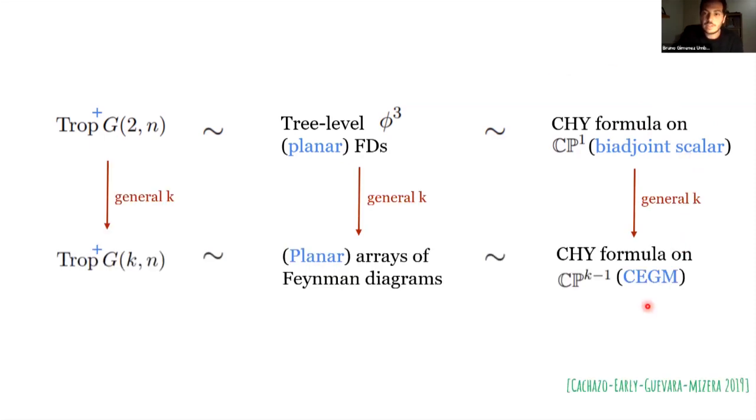And in 2019, Cachazo, Early, Guevara, and Mizera generalized these formulas to higher dimensional projective spaces parameterized with this k, and these are known as CEGM amplitudes. And they also pointed out a relation with the positive tropical Grassmannian with the same parameter k. And there's also a notion of generalization of these cubic Feynman diagrams to what we call planar arrays of Feynman diagrams. And these objects compute CEGM amplitudes, and they're also related to the positive tropical Grassmannian, as I will explain.